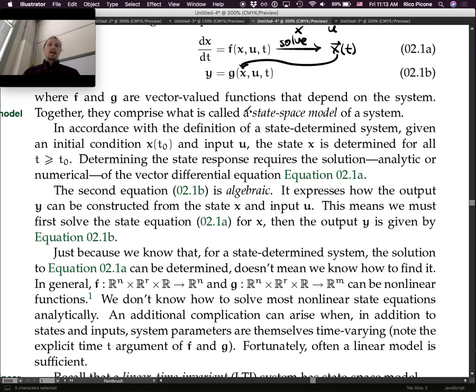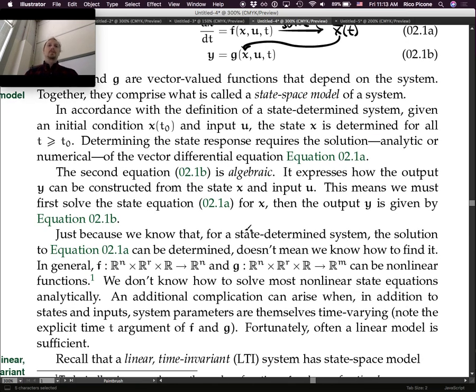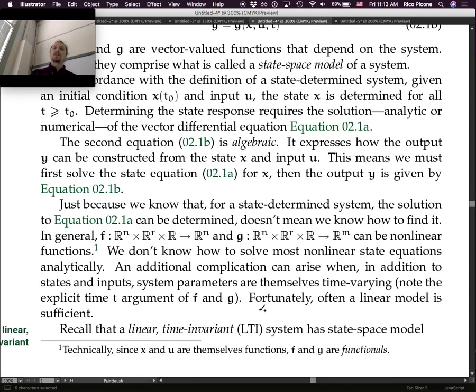Okay. Just because we know that for a state-determined system, the solution to equation 2.1a can be determined, doesn't mean we know how to find it. In general, f is a vector-valued function. And g is also a vector-valued function. And they can be nonlinear functions. And actually, in the real world, a lot of things are nonlinear.